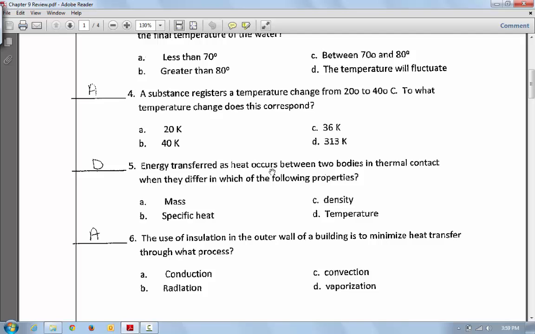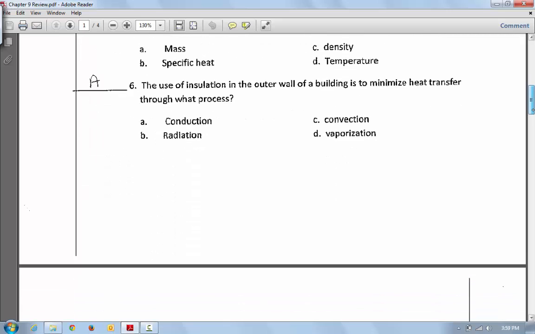And energy is transferred as heat between two bodies in thermal contact when they differ in their temperature. And the use of insulation in the outer walls of a building is to minimize heat flow by conduction.